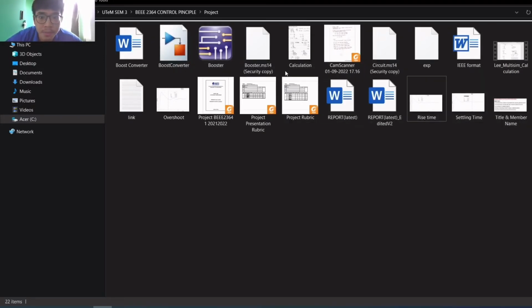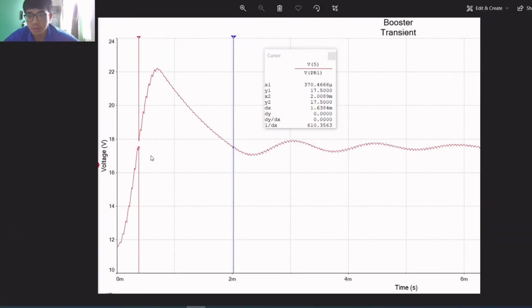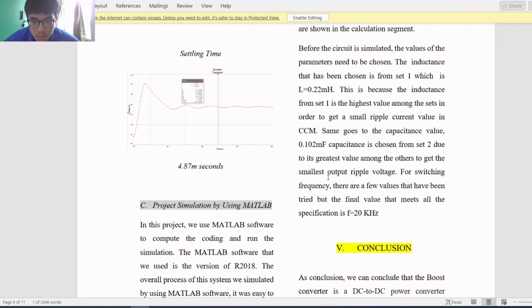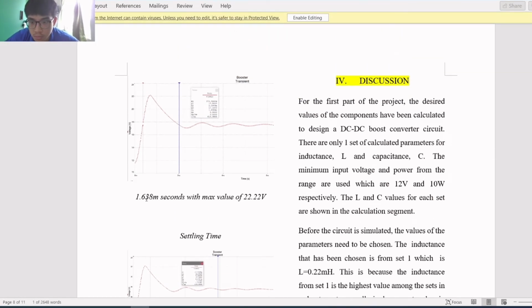Okay, this is the overshoot. Overshoot means the value goes very high above the supposed value that we wanted during the initial time. The time for it to go up and down to the value that we want is around 2 milliseconds, and our report shows that the time is around 1.638 milliseconds, and the maximum value that we get for the initial time is around 22.22 volt here.